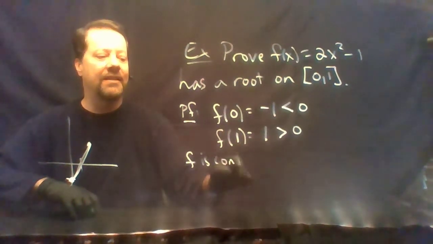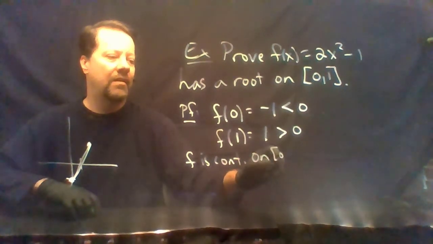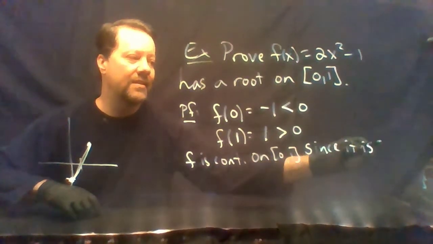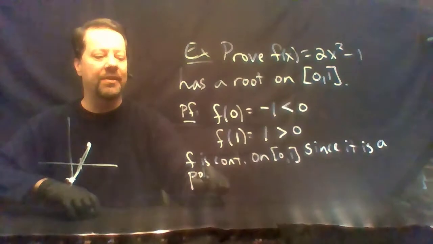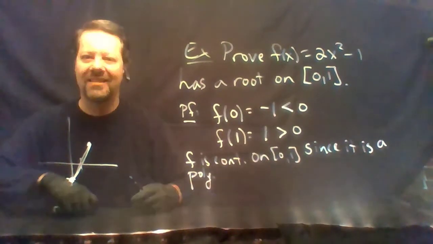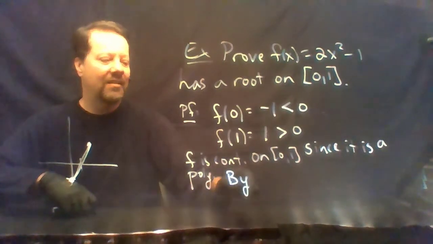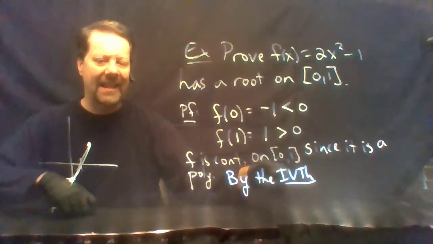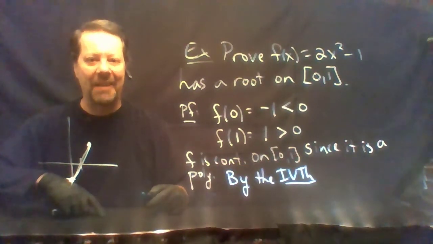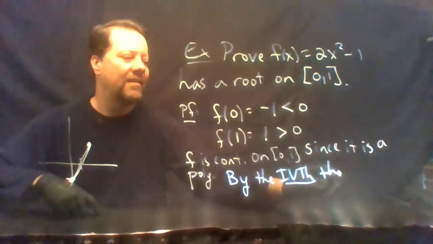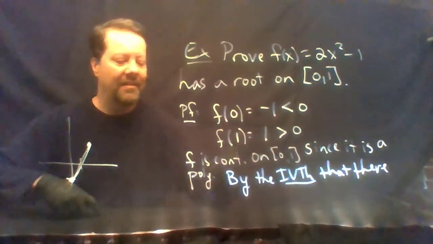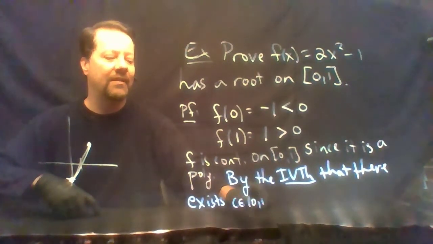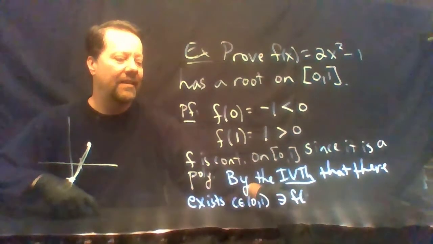But f is continuous on [0, 1], since it is a polynomial, and polynomials are continuous on the entire real line. We deduce then, by the intermediate value theorem, IVT or IVTH, either abbreviation is standard in mathematics, that there exists some point c between 0 and 1 such that f of c equals 0.